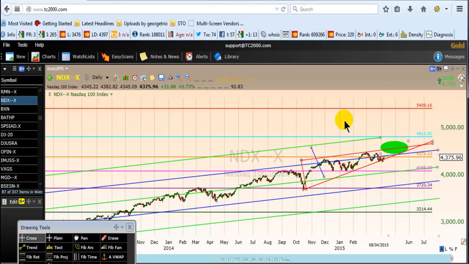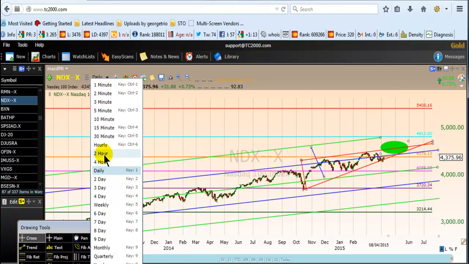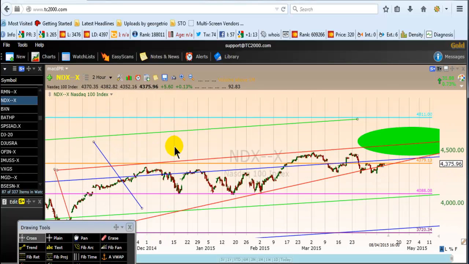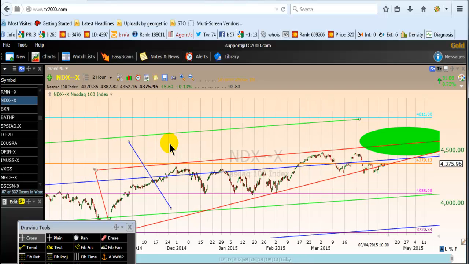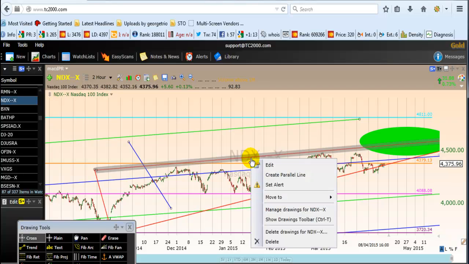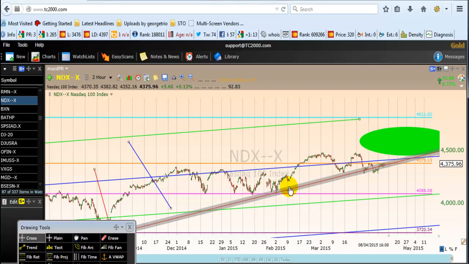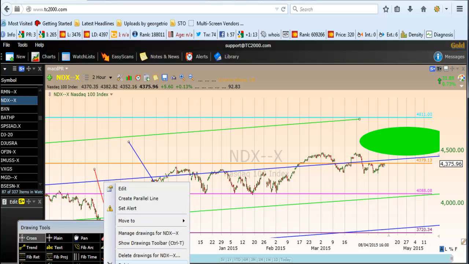So this is what we see on a daily chart. I'm going to go to one of my favorite time frames, the 2-hour chart. I prefer the 2-hour chart. Okay, now you know my secret. So here we are. I'm going to remove the triangle that I've drawn on the daily chart, so I don't have too many lines on my chart.